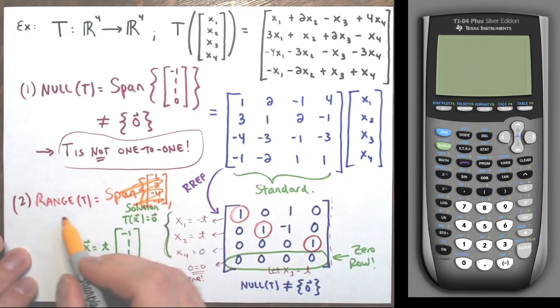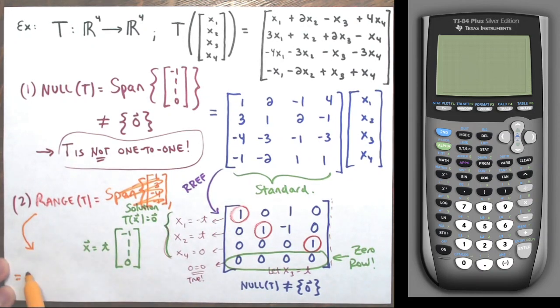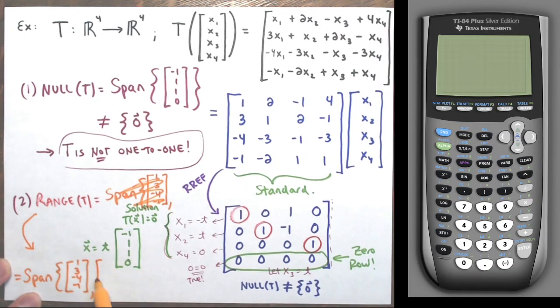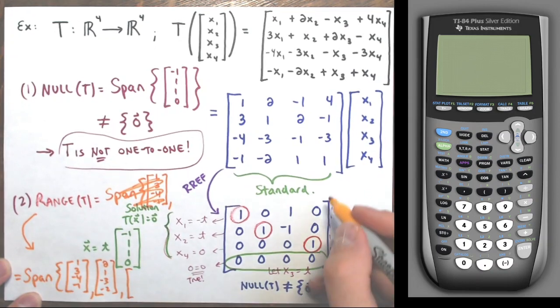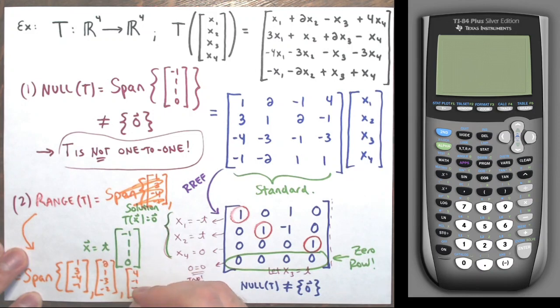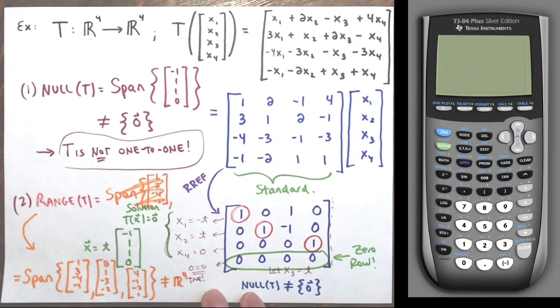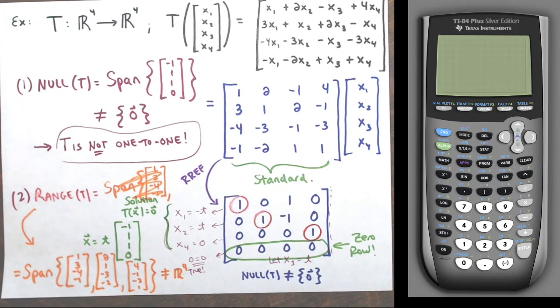There's not a lot of room here, so I'm going to say the range of T is the span of the set with the vectors 1, 3, negative 4, negative 1, the vector 2, 1, negative 3, negative 2, and the other vector, the fourth column, 4, negative 1, negative 3, 1. And this is not R4. It can't be. Remember, R4 would have a basis with 4 vectors in it. This only has a basis with 3 vectors in it. It can't be R4. Therefore, T is not onto.